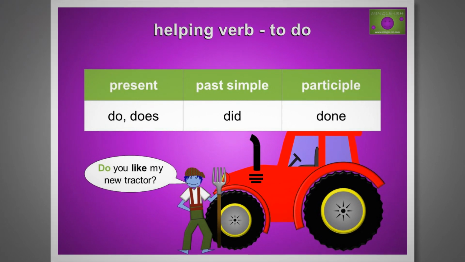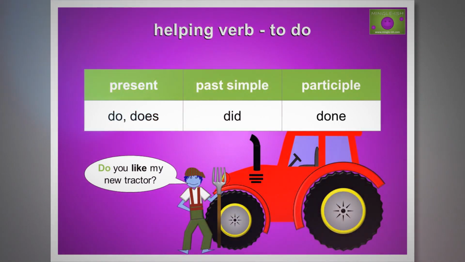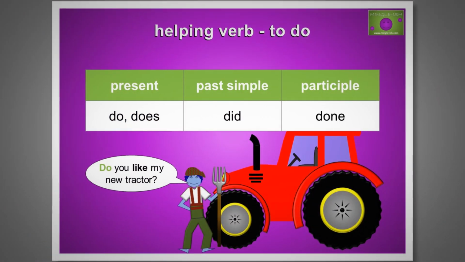Helping verb, to do. The present tense is do and does. The past simple is did. The participle is done. Do you like my new tractor?